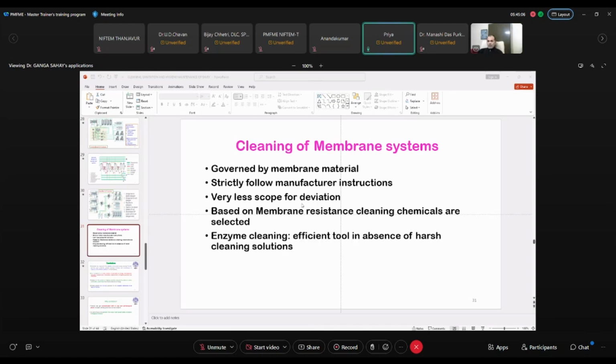So I was telling that cleaning of membrane is more critical. So please strictly follow the instructions of the manufacturer. Very little scope for deviation, and based on the membrane resistance, cleaning chemicals are selected. And enzyme cleaning is an efficient tool in the absence of harsh cleaning solutions.